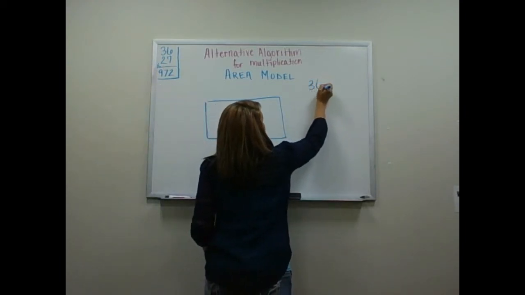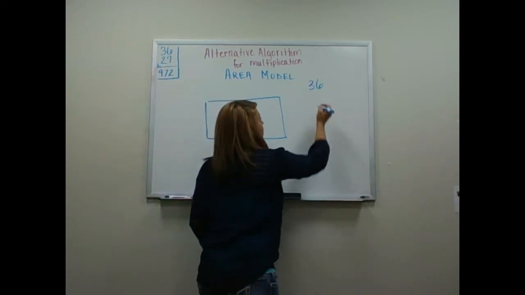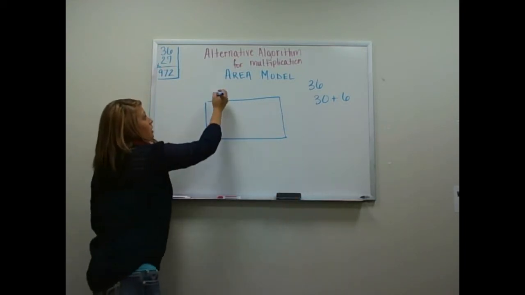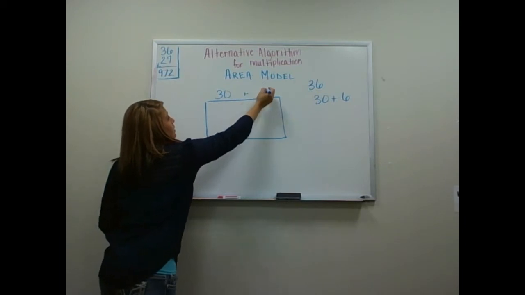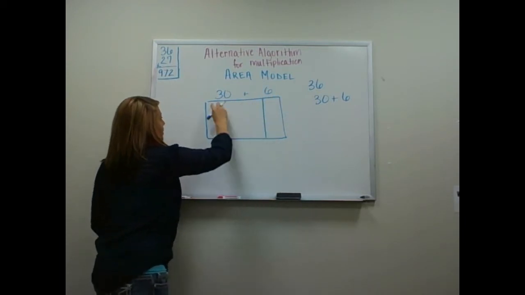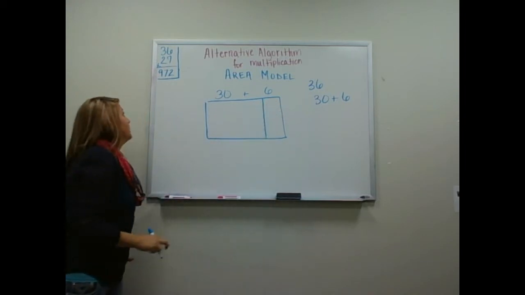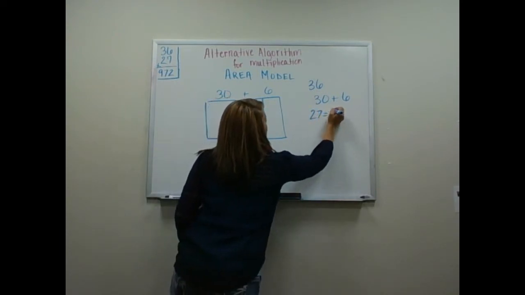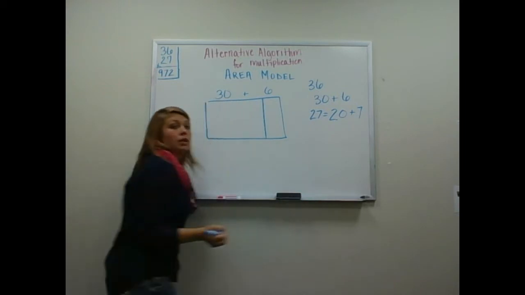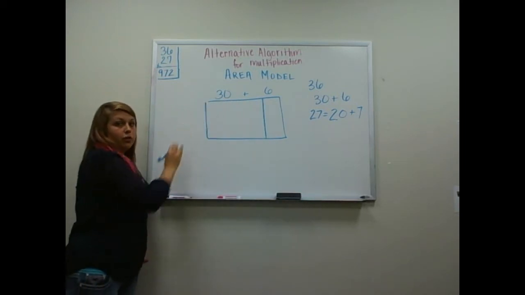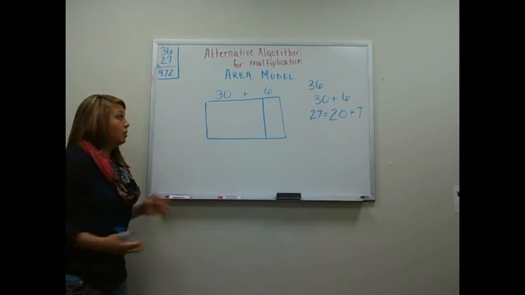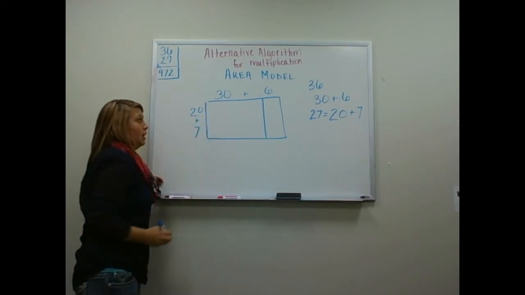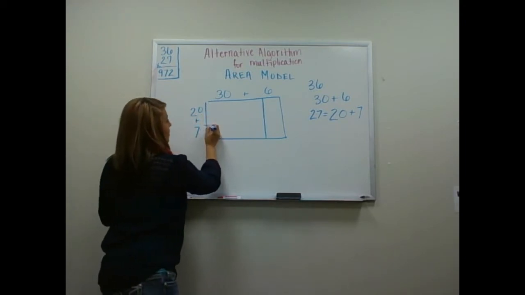I know 36 equals 30 plus 6. So, I'm going to write, just like I did before, 30 plus 6. Now I'm going to draw a line. This length is 30, this length is 6. My second number in my problem is 27. I know that 27 equals 20 plus 7. So unlike before, we only had a single digit over here. We are now going to have a double digit, but we're going to write it as 20 plus 7. Now we're going to draw a line just like this.